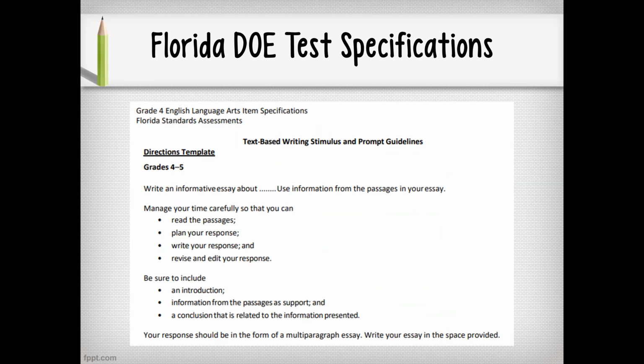Then they give us the prompt guidelines. What this tells you is what the prompt will always look like for students. So this happens to be the informative one. It will always start with "write an informative essay about," and then give the topic. And then all of these reminders will be here for the students on the FSA. It will always remind them to use information from the passages. It will remind them to manage their time carefully so that they can go through all of those steps. And it will even give them some reminders of what pieces of the essay to include. So that's really nice. I always want my students to know that those reminders are going to be there. And these actually directly align to the 6 steps of writing that we use here in our district that we started this year in elementary.